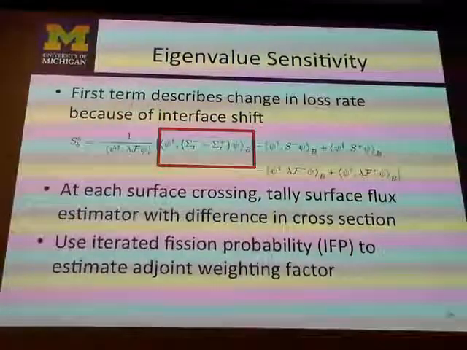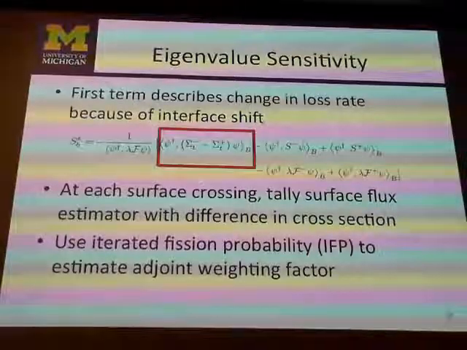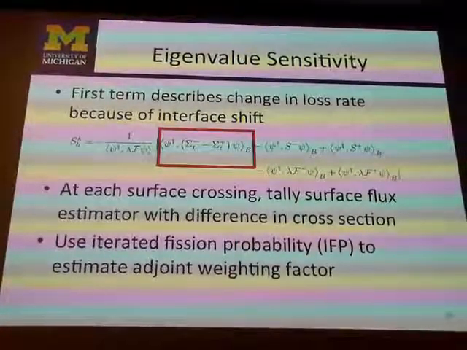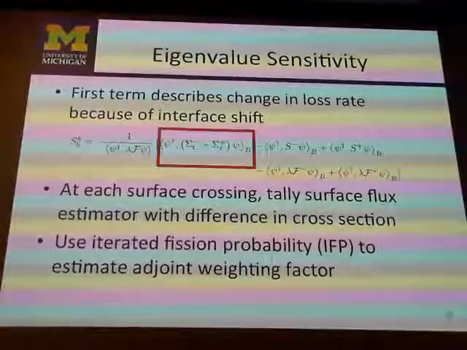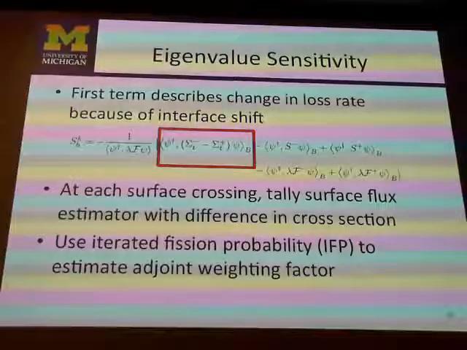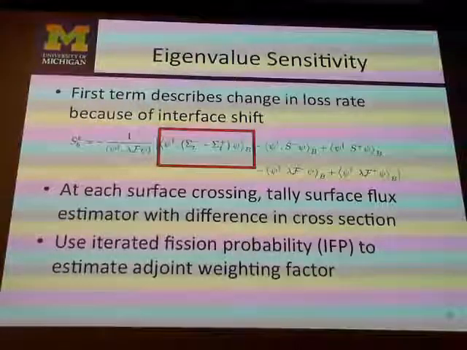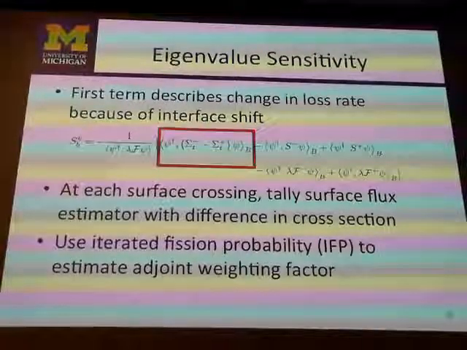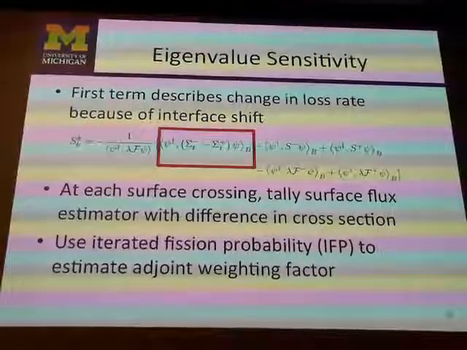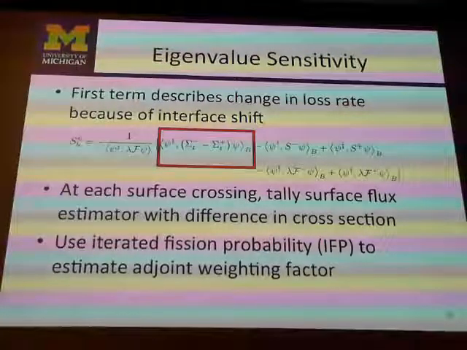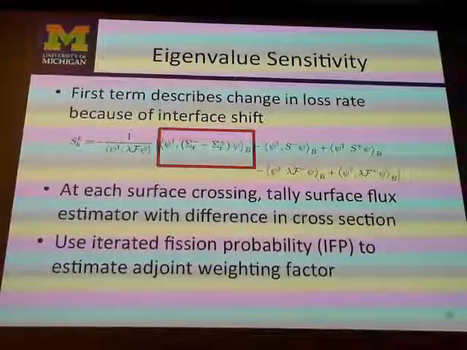Okay, so let's describe how we handle these, because we have to handle these terms differently than we handle those terms. I'm going to talk about the easy one first. For the first one, we can use very existing techniques. Whenever a particle in our Monte Carlo random walk crosses the surface, we know how to tally the flux at a surface using a surface crossing estimator. It's a well-known technique, and this is just the difference in the cross section. We can easily just look that up off the cross section tables.